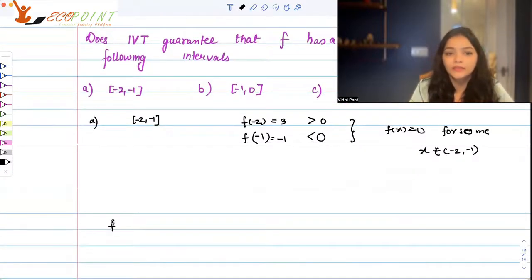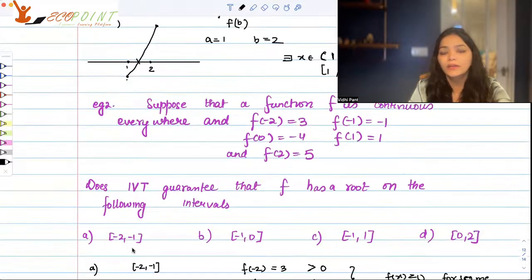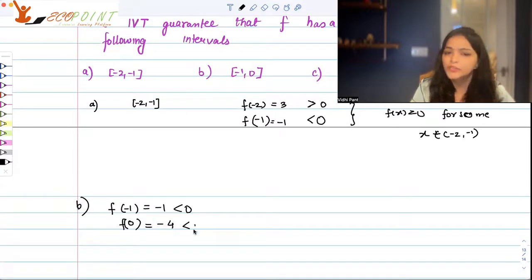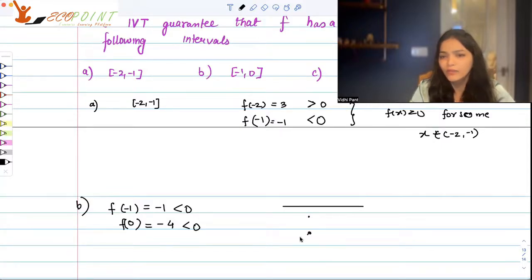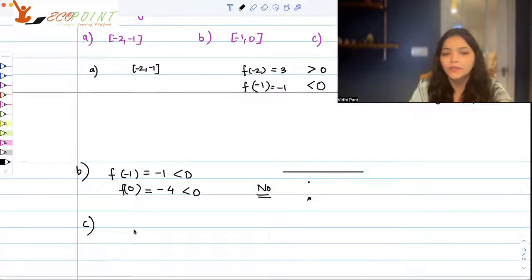The next one is b, which is -1 to 0. So f of -1 is -1, which is less than 0. F of 0 is -4, which is also less than 0. So graphically also, if you see, it is -1 and then it is -4. So it's just going down. It is not cutting the x-axis definitely in between. So you're not getting a root here. The answer, does IVT guarantee a root? No, here it will not.